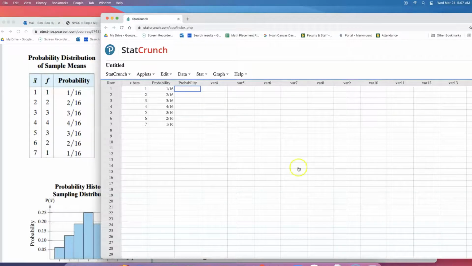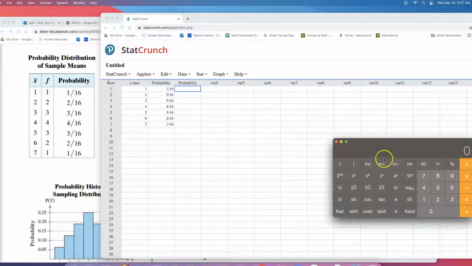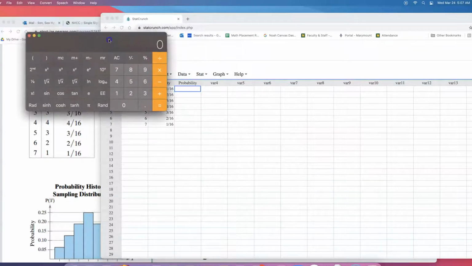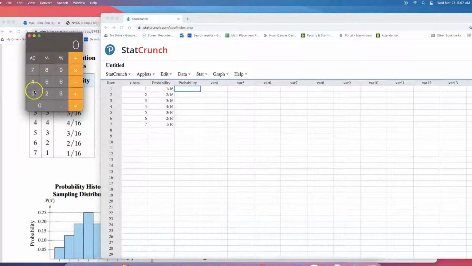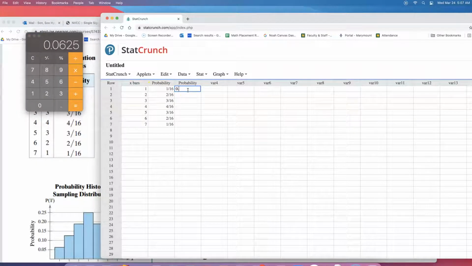But I'll go ahead and actually get the decimal values. So first one, I will have to do 1 divided by 16. 1 divided by 16 is 0.0625. And I think this is the same as the one in the bottom. I'll go ahead and copy that down here.